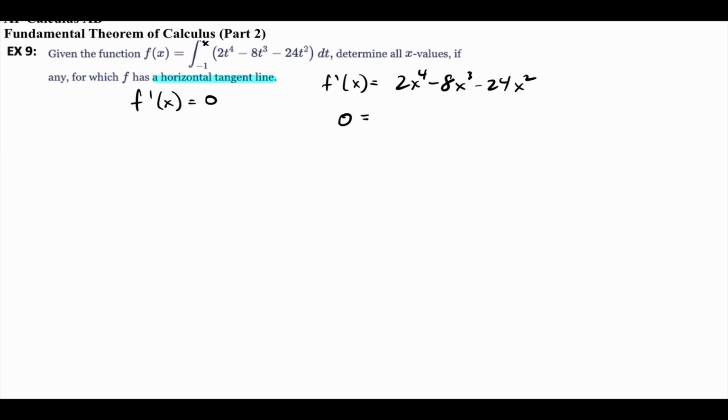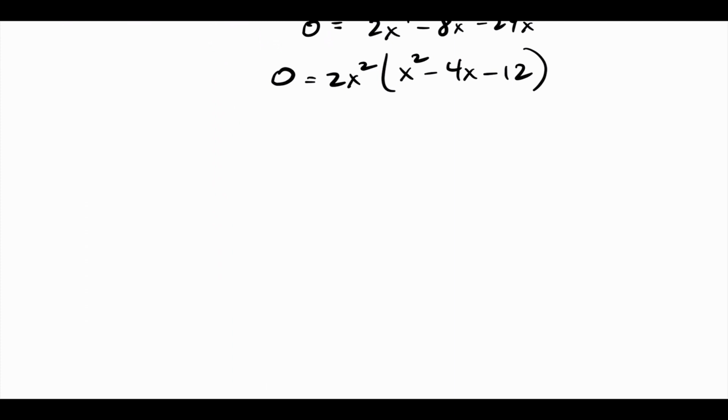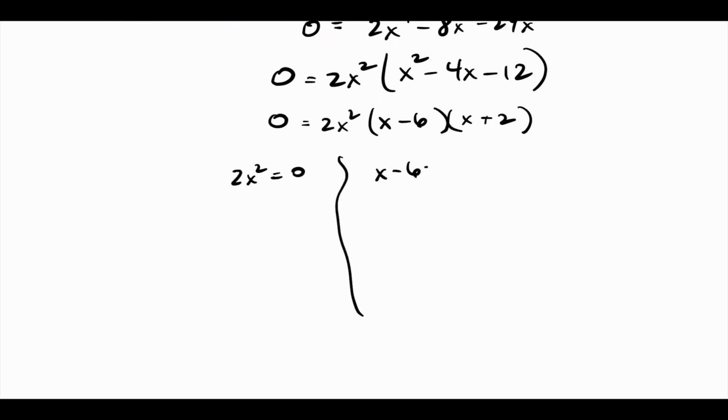So let's set it equal to 0. Let's see, GCF is x squared, 2x squared. So I get x squared minus 4x minus 12. So when you factor that, it's going to be x minus 6 and x plus 2, because they have to multiply to be -12 and add to be -4. Set everything equal to 0. Solve for x.